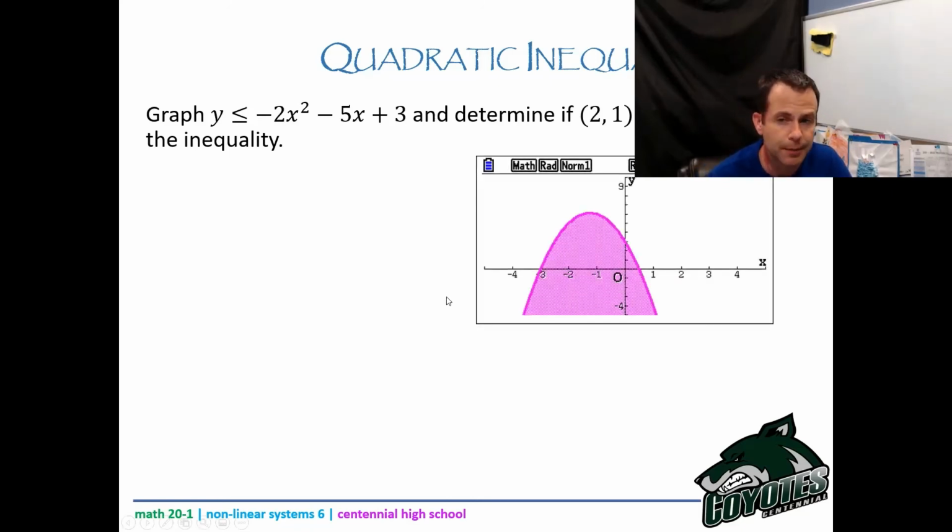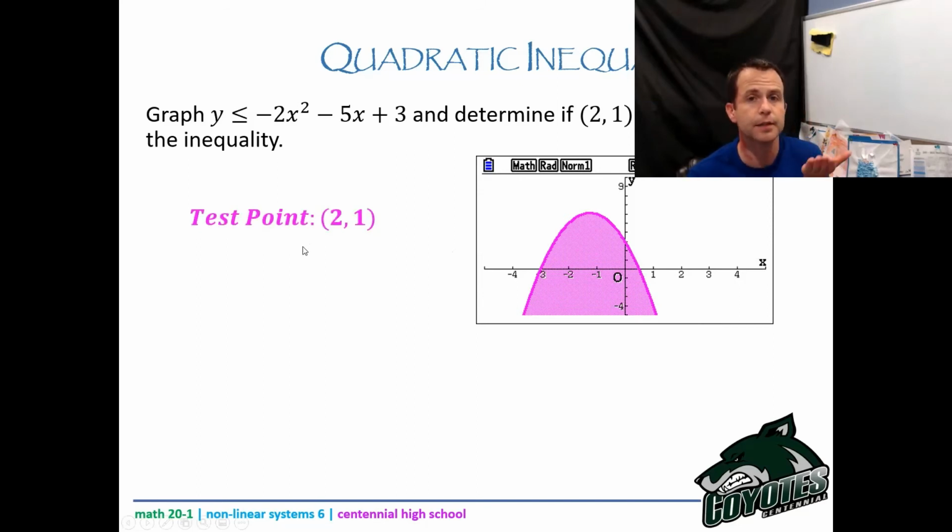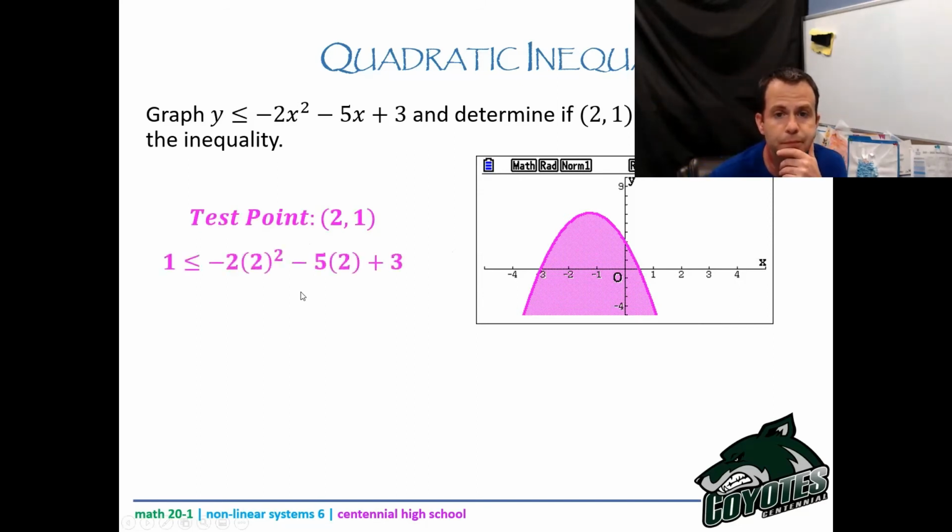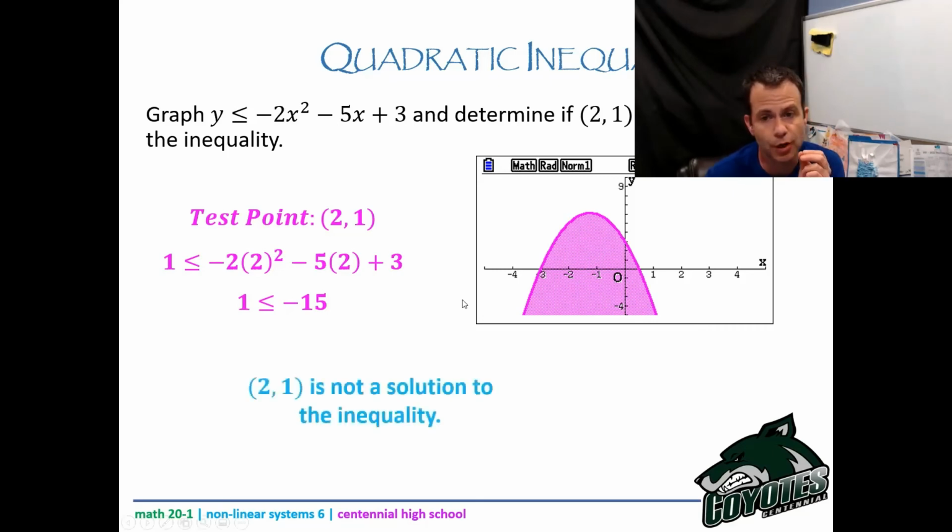Here's what my picture looks like. Okay, so we're going to do our test point of (2, 1). I plug in 2 for x, 1 for y: -2 times 2 squared minus 5 times 2 plus 3. I end up with a statement that reads 1 is less than or equal to -15. That is not a true statement. So that point, (2, 1), is not within the solution region. (2, 1) is not a solution to the inequality.